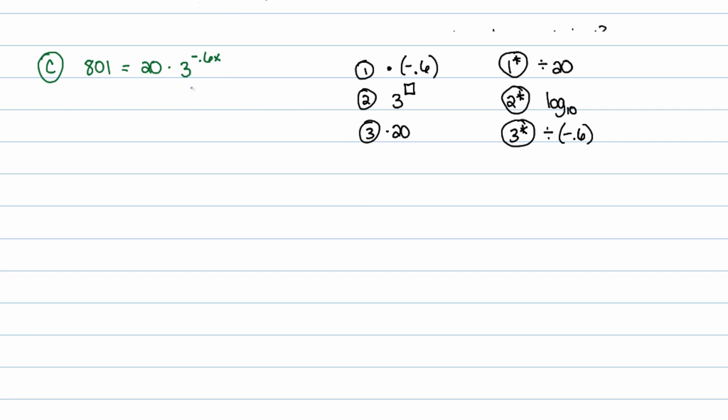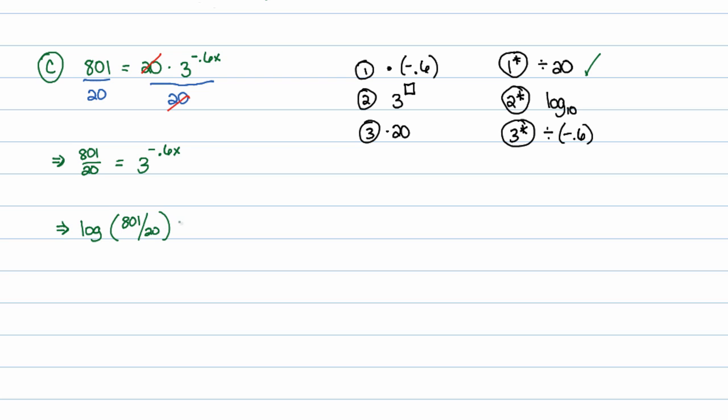So I'll divide both sides by 20 first. And you see on the right hand side, 20 over 20, those factors cancel. They become 1. So this implies that we have 801 over 20 is equal to 3 raised to the negative 0.6x. And now I tell myself, okay, I got to take the log base 10 of both sides because that will unlock the exponent. So I'll take log of 801 over 20 equals log of 3 raised to the negative 0.6x.